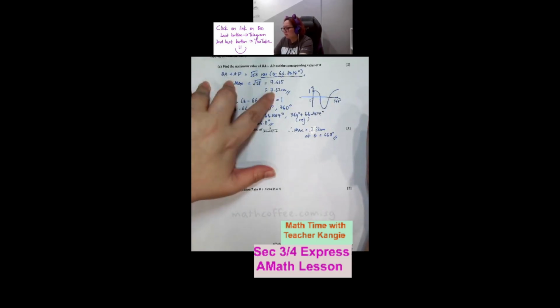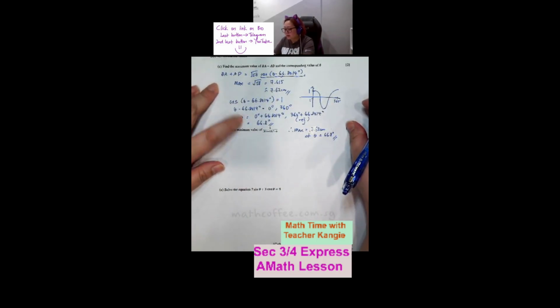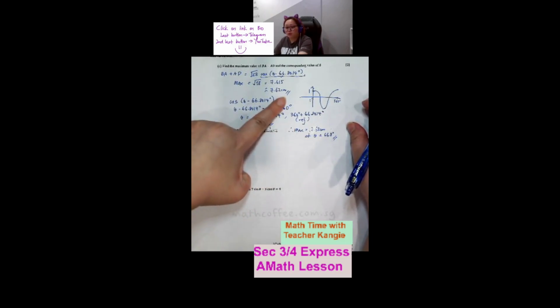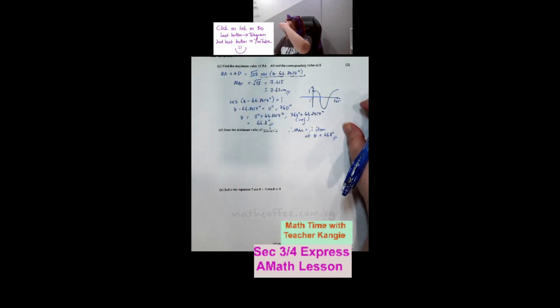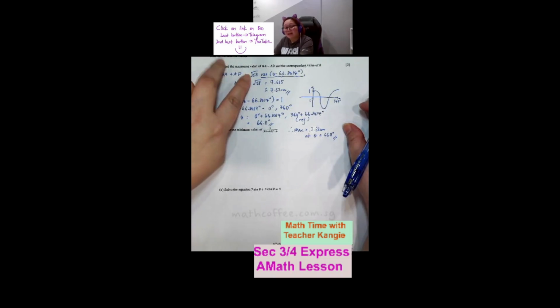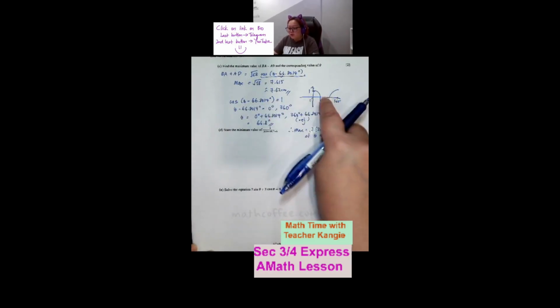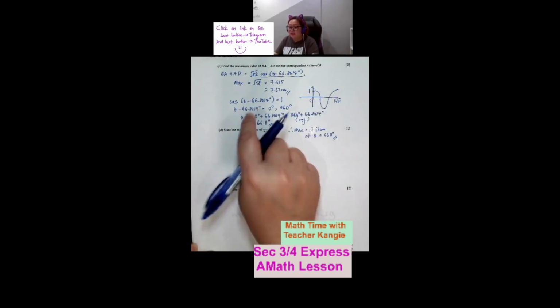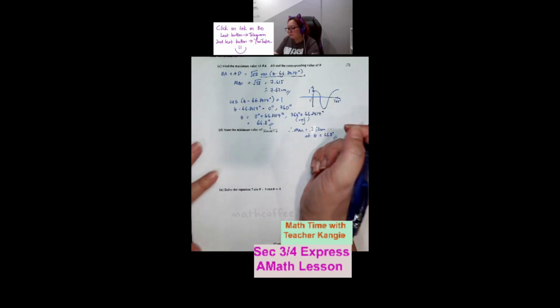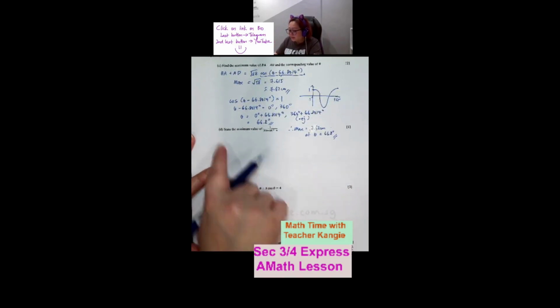If they ask for maximum, it will be the positive value, and it happens when the whole thing is equal to 1. If they ask for minimum value, you will say it is equal to negative square root 58. And when does it happen? It happens when this whole cosine thing is equal to negative 1. And where is negative 1? It is at 180 degree. Then it will be equal to 180 degree. You understand?